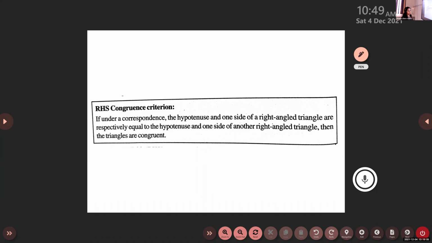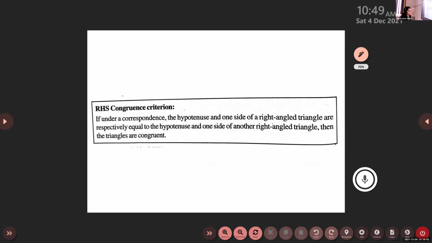Katie, read it. Under correspondence, the hypotenuse and one side of the right angle triangle are respectively equal to the hypotenuse and one side of another right angle triangle, then the triangles are congruent. Okay. Savio, read it. If under a correspondence, the hypotenuse and one side of a right angled triangle are respectively equal to the hypotenuse and one side of another right angled triangle, then the triangles are congruent.